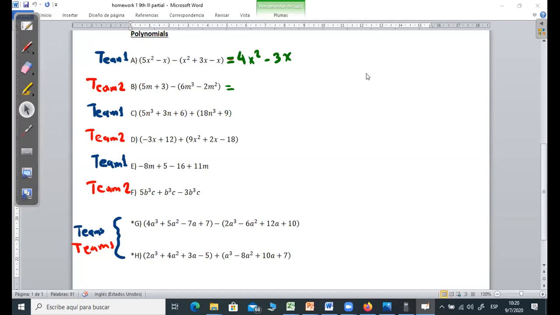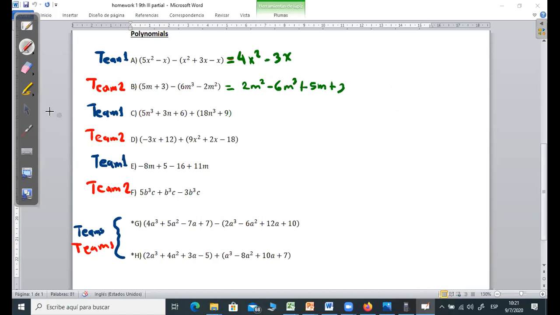Team two, can you dictate the answer, please? 2m to the second power minus 6m to the power of 3 plus 5m plus 3. Okay. Someone from team one, tell me what happened with this exercise.